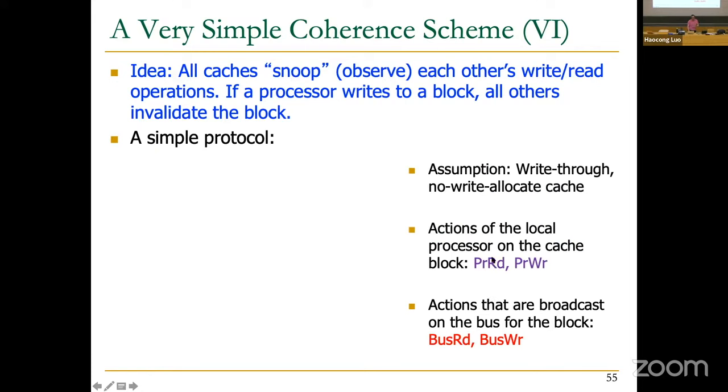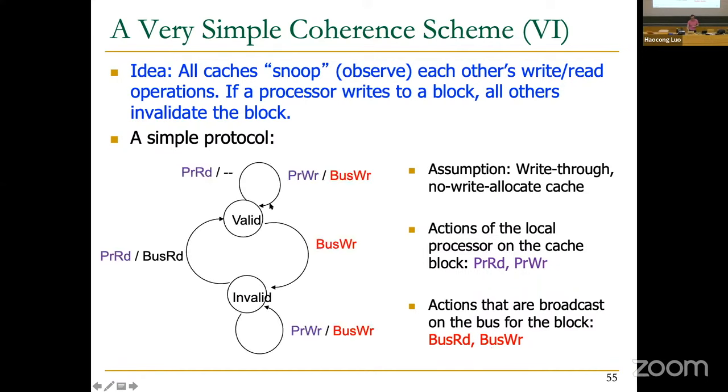Local processor can do read or write to the cache block. And based on those actions, bus read and bus write are broadcast on the bus for the block. And this is what the protocol looks like. It has two states. Because it's a write-through cache, it doesn't have a dirty bit. That's the simplest protocol. So basically, you have a valid state or invalid state. If a processor writes to that cache block, it has to be valid, hopefully. Then it sends a bus write signal.